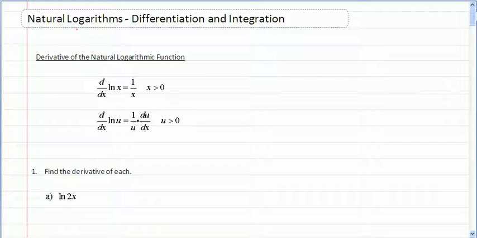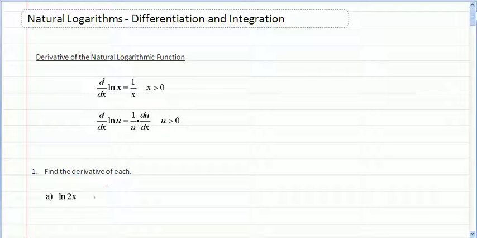In this lesson, you will learn how to differentiate and integrate natural logarithmic functions. The derivative of a natural logarithmic function, ln of x, is equal to 1 over x as long as x is greater than 0. The second formula, the derivative of the ln of u with respect to x, is just the chain rule where I take 1 over u and then take the derivative of u, which is du dx, as long as u is greater than 0.